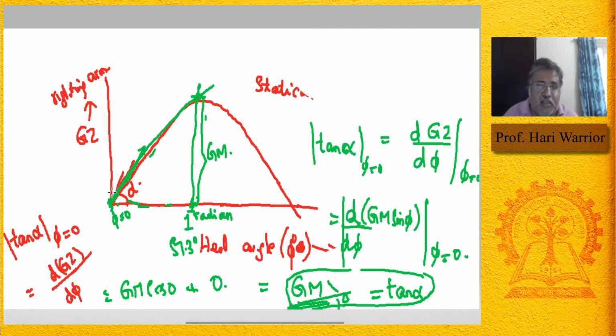Or if you draw a tangent from here, it will hit somewhere. If you draw a perpendicular from 1 radian, and you have drawn the tangent properly, the tangent will hit at a point which will be equal to GM. That is the other way around. So two things, you go forward and backwards, you will see this happening.